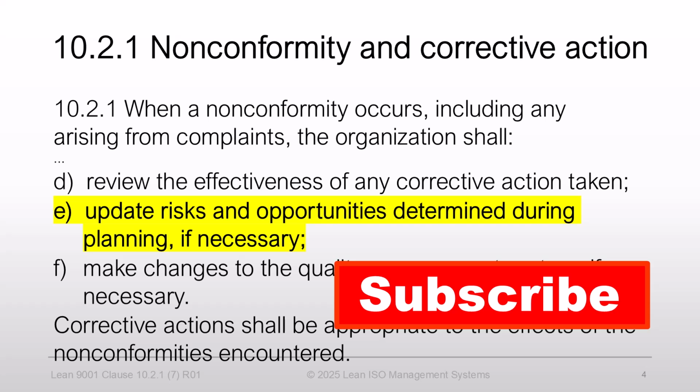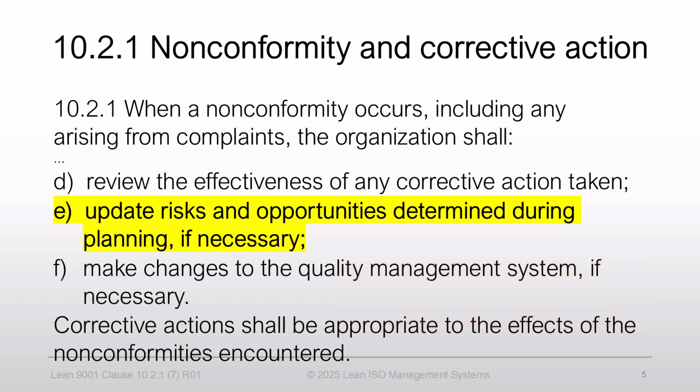Let's go. This requirement is yet another example of ISO 9001's trademark ambiguity. Clause 10.2.1 focuses on nonconformities and corrective actions. Yet, out of the blue, the standard drops a requirement to update risks and opportunities determined during planning. Which planning? It's anybody's guess. I suppose this refers to Clause 6.1 on planning actions to address risks and opportunities. If you have a different interpretation, please comment below. I'd love to hear your thoughts.